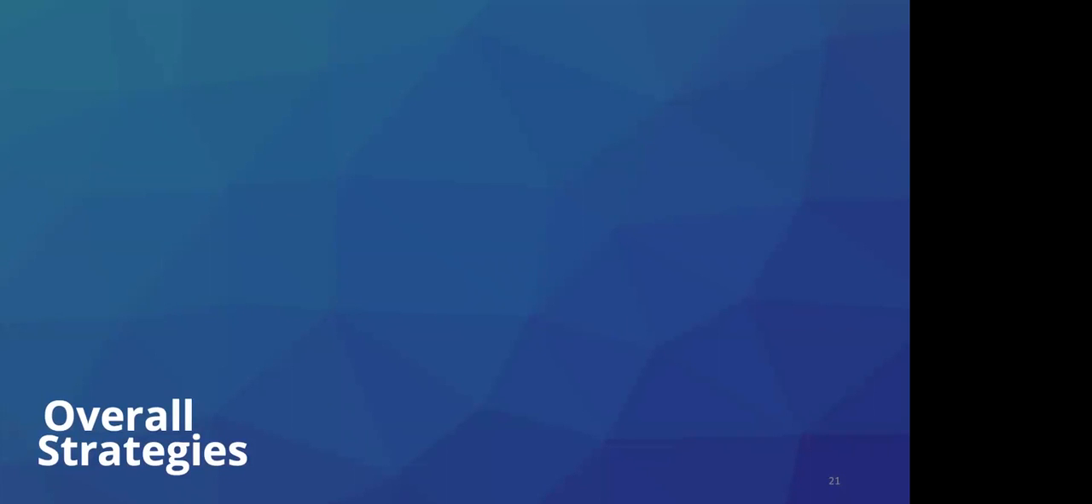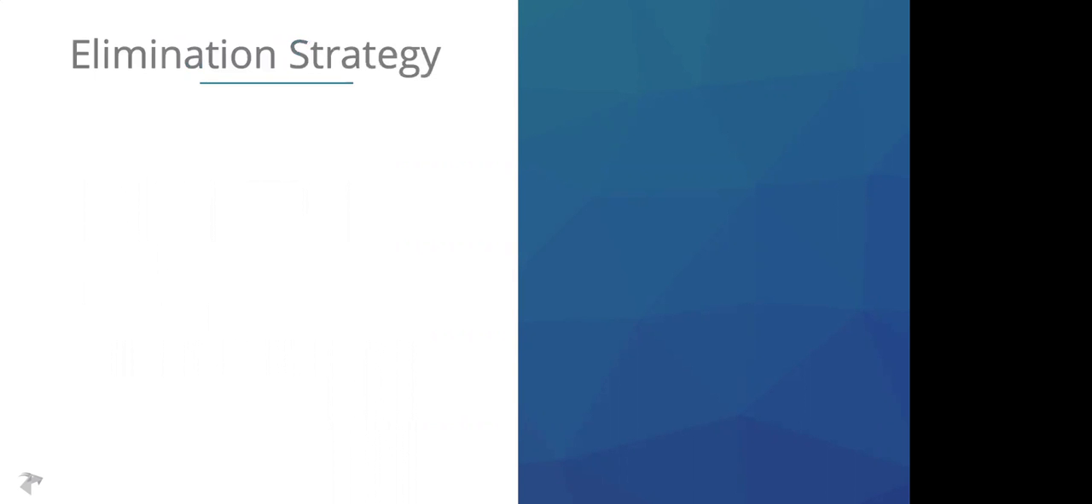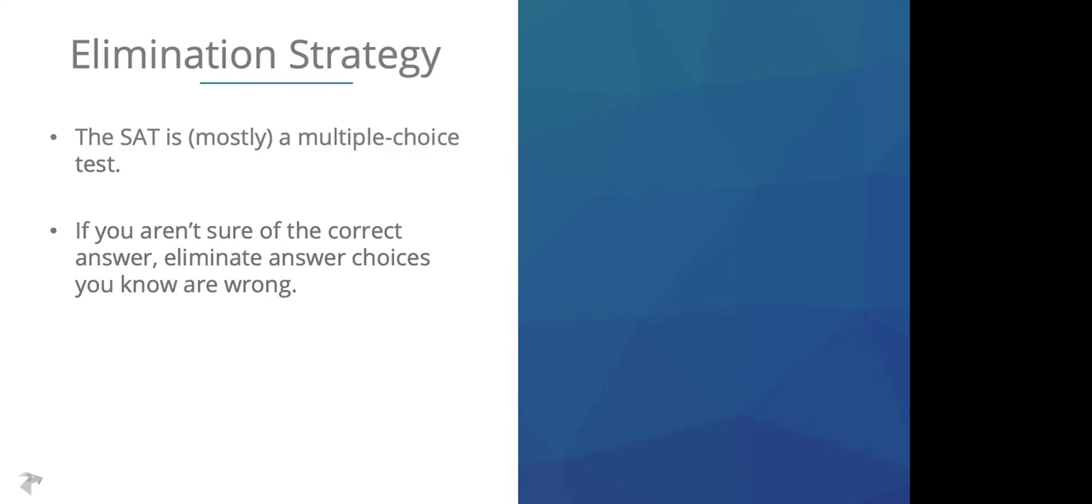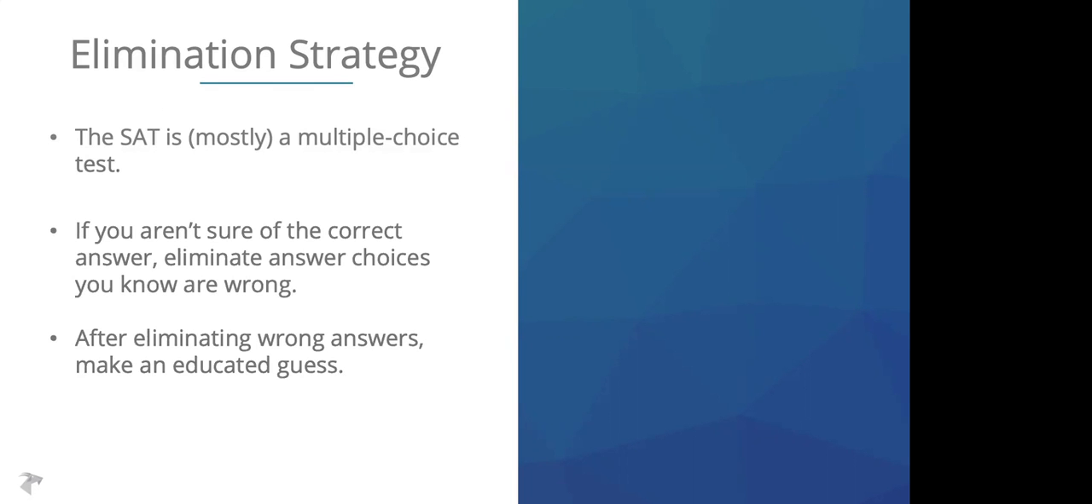Okay, now we're going to go over some overall test taking strategies. First strategy is the process of elimination. Most questions on the SAT are multiple choice, so the advantage to that is the correct answer is somewhere there. So don't forget to use the answer choices to help you find the correct one. If you don't know the answer, eliminating answer choices is a great start. It will increase your chance of choosing the correct answer, after you've been able to eliminate a few and make an educated guess if you can't figure out the answer.